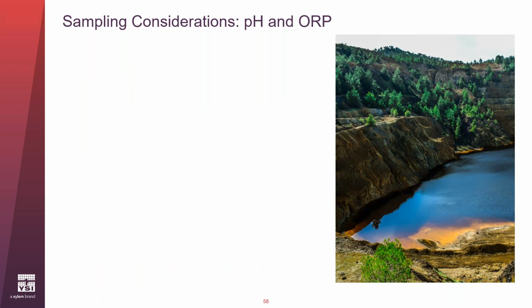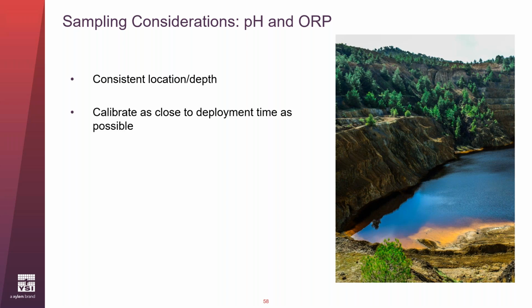Sampling considerations for pH and ORP. pH of a body of water can be different depending on the location of a site. You want to sample in the same spot for good comparative data. You want to calibrate as close to your deployment time as possible to limit the effects of drift. Your pH calibration will drift, especially over long periods of time, so you want to make sure that you calibrate as close as possible to when you're actually getting that out to your water. Drift can be caused by exposure to the environment, and it's just the natural aging of the pH probe itself.